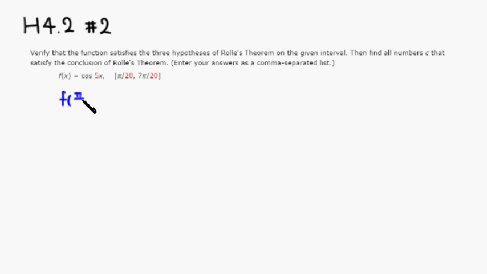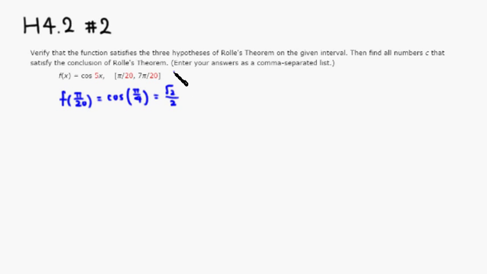And we have to look at f of pi over 20, which is cosine of, so we have to multiply by 5, so it's going to be cosine of pi over 4, which is square root of 2 over 2.